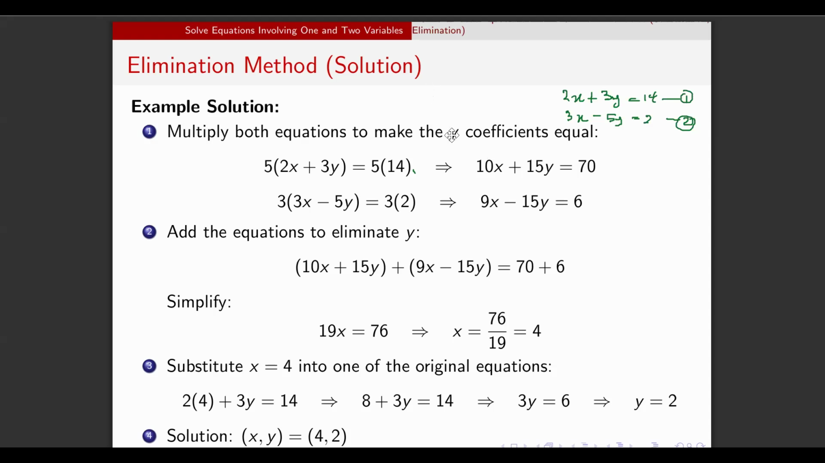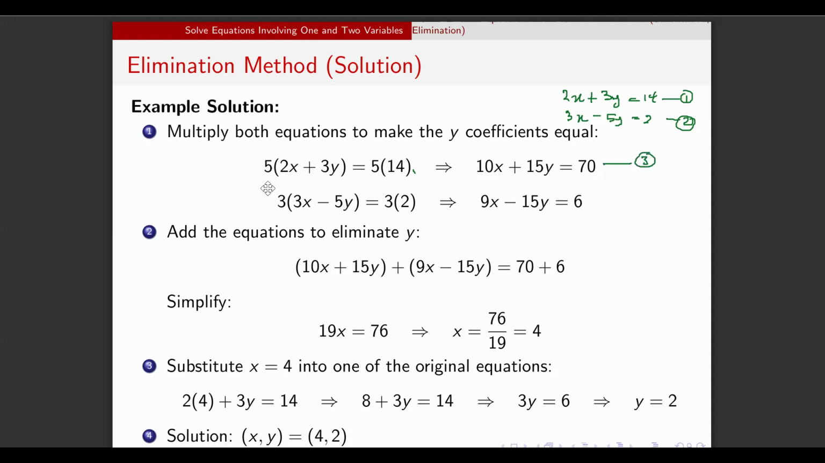Multiply both equations to make the y coefficients the same. So I'm going to take equation 1 and multiply through the whole of equation 1 by 5. So I have 5 times 2x plus 3y, and then 5 times 14. Always make sure that as I'm talking, you're going back to reference the original equation so you do not get confused. Now 5 times 2x is 10x, 5 times 3y is 15y, and 5 times 14 is 70. So I've transformed equation 1 to look like this. I'll call this equation 3.